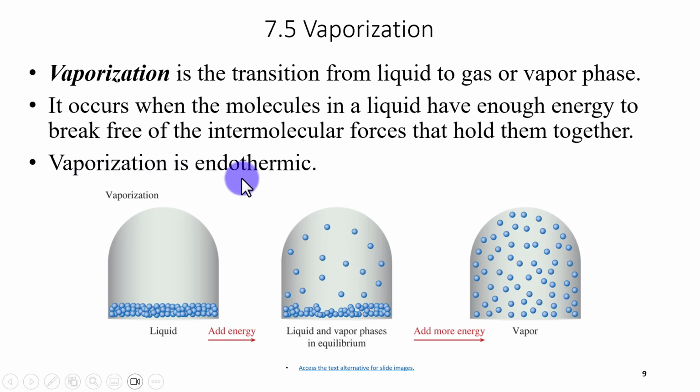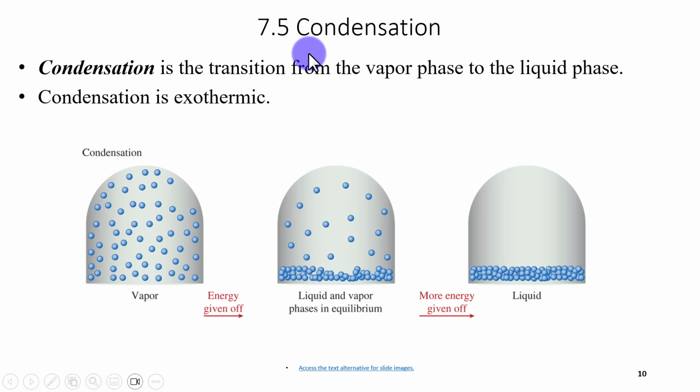As I said earlier, vaporization is an endothermic process. What is the opposite of vaporization? That's condensation. And condensation is going from vapor to liquid, and it's an exothermic process. Here it is. Condensation is going from vapor back to liquid, and it gives off energy, so it is an exothermic process.